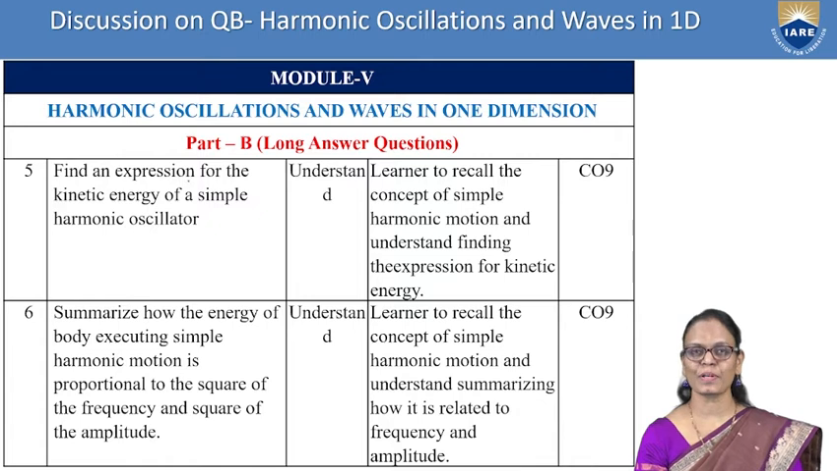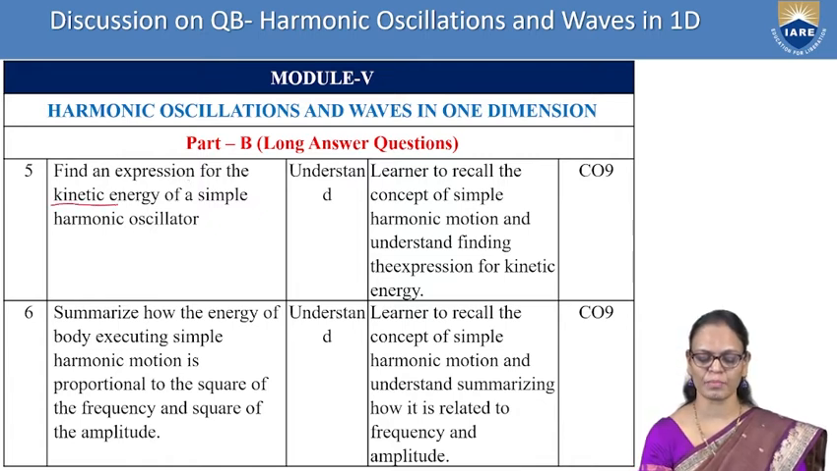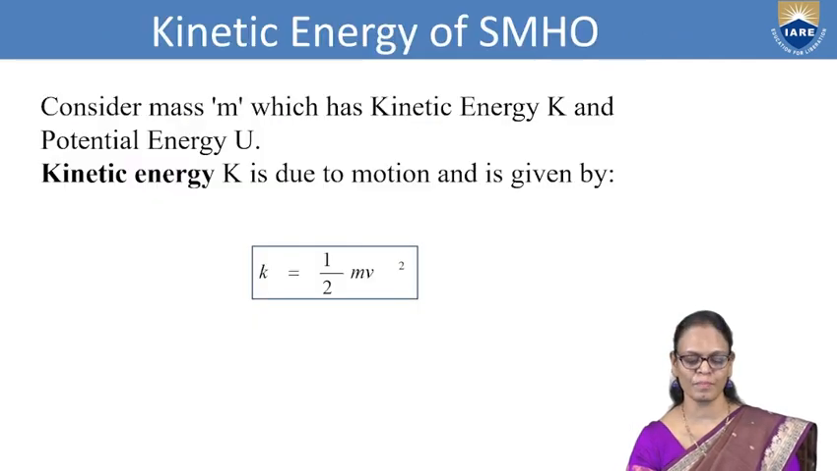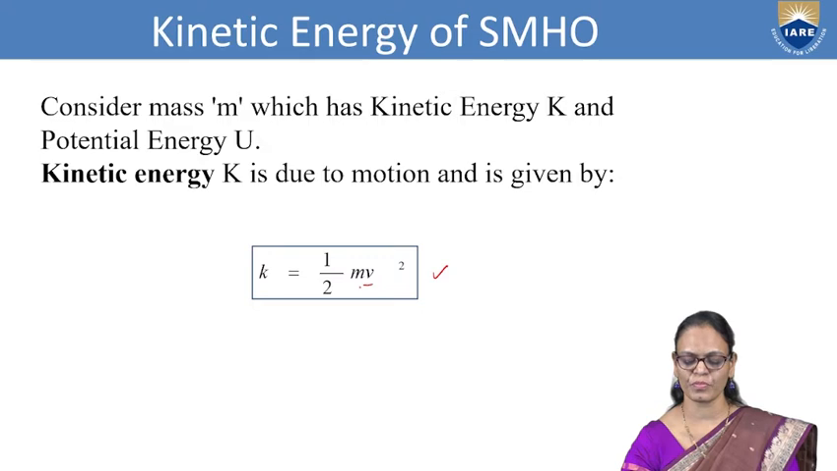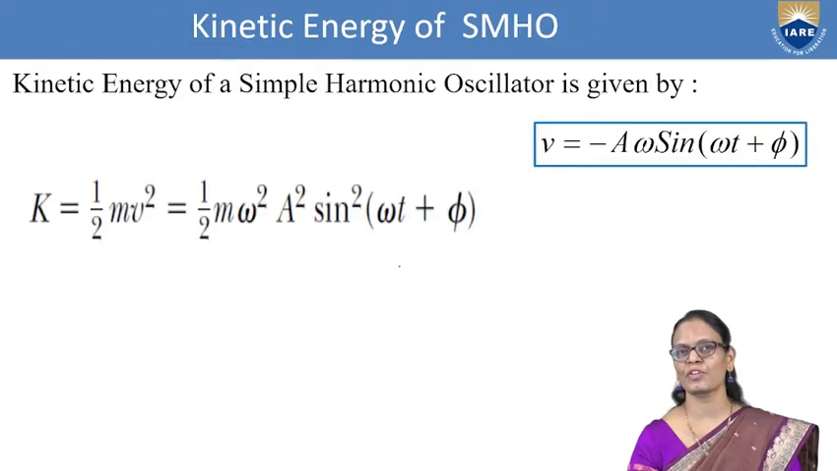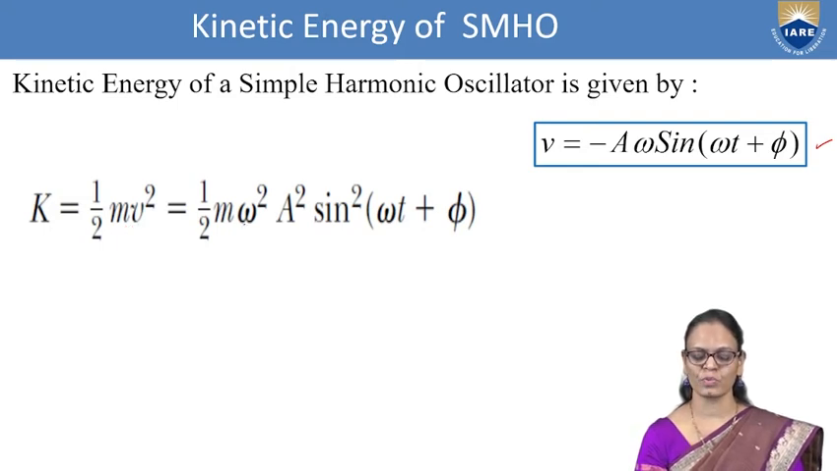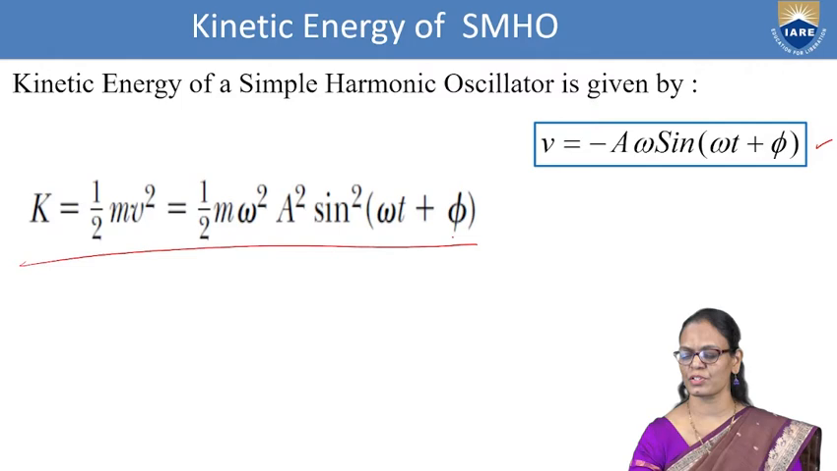Next, find an expression for the kinetic energy of a simple harmonic oscillator. How do we get the kinetic energy? We know the basic formula for kinetic energy is ½mv². Once you know the formula, you need the expression for v. v = -aω sin(ωt + φ). Take the square of it and substitute it here. Half m into v² will be ½ma²ω² sin²(ωt + φ). So this is the expression for the kinetic energy.